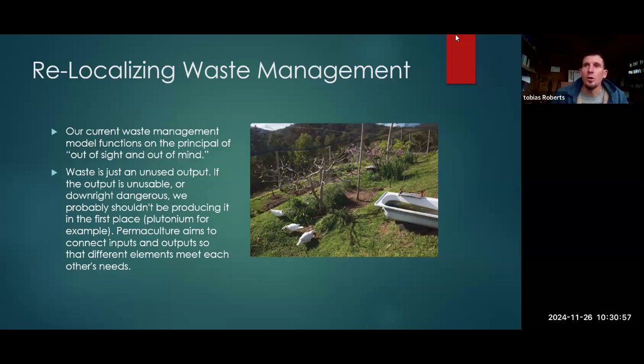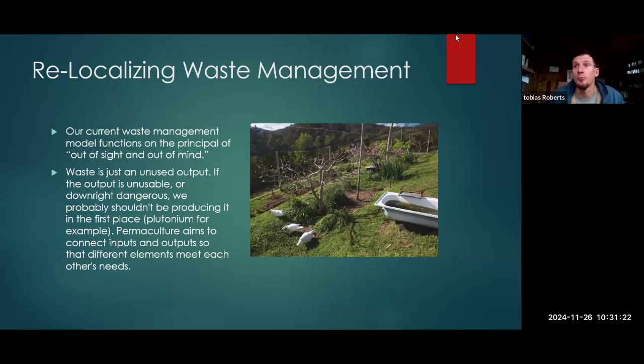Within a bioregional or localized economic model, waste is not seen as something we want to get rid of, right? It's not something that we want to just get out of our locality, out of our home, out of our community. Waste is simply seen as an unused output. If the output is unusable or dangerous, well, we probably shouldn't be producing it in the first place.